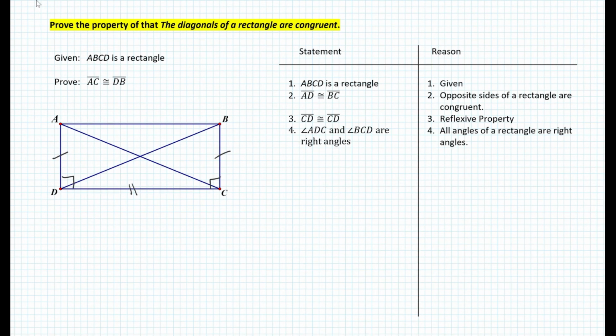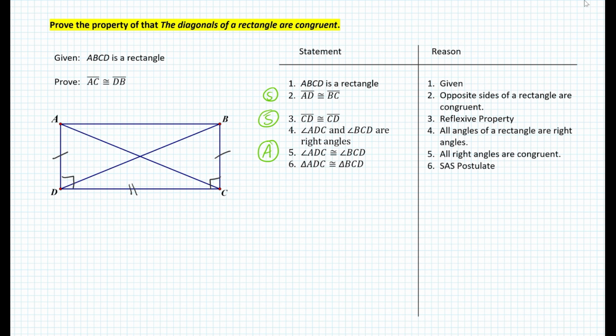Well, here we can now state that angle ADC and angle BCD are right angles, as shown in the diagram, because all angles of a rectangle are right angles. Now, since they're right angles, now we can say that all right angles are congruent, and therefore angle ADC must be congruent to angle BCD. Okay, so if we look at the proof now, it seems that we have all the ingredients to prove that those 2 triangles are congruent. So let's write that in. Triangle ADC congruent to triangle BCD because of the SAS postulate.